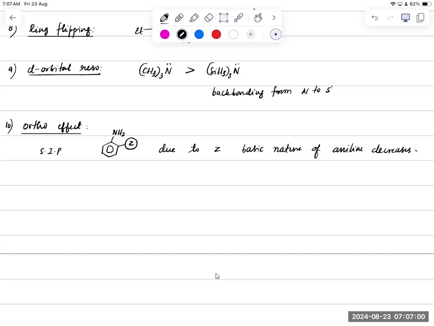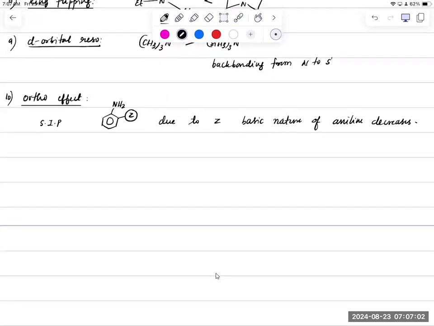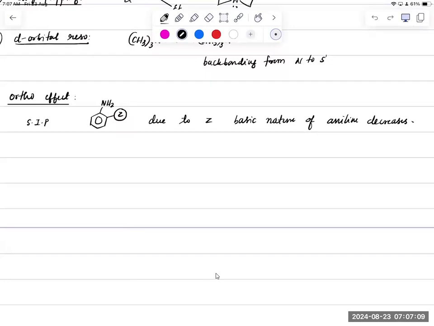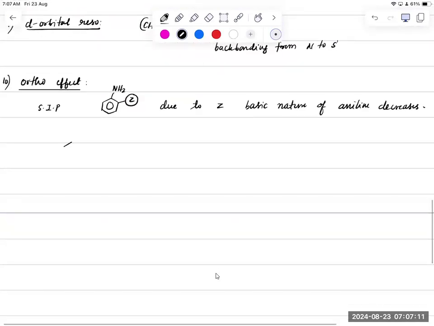Basic character of aniline will decrease. Okay. So now, if you apply this logic to all cases. Now, why does this happen here? Let me show you the logic first.